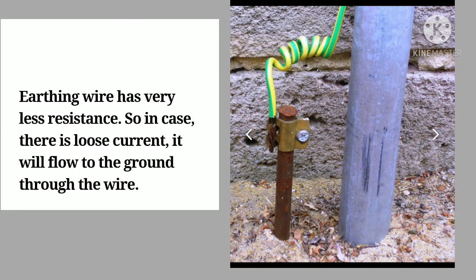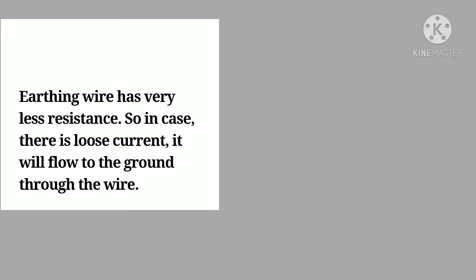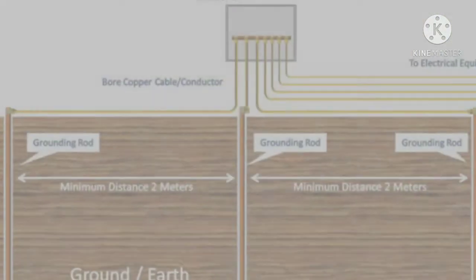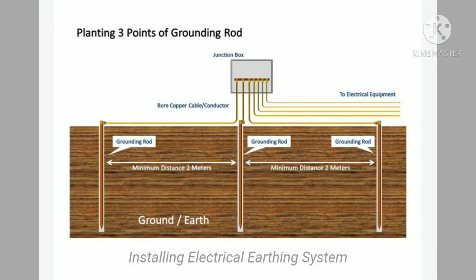So the earthing wire has very low resistance. If there is leakage current, it will flow to the ground through the wire. The earth, being a good conductor of electricity, acts as a convenient path for the flow of electric current that leaks out from the insulation.